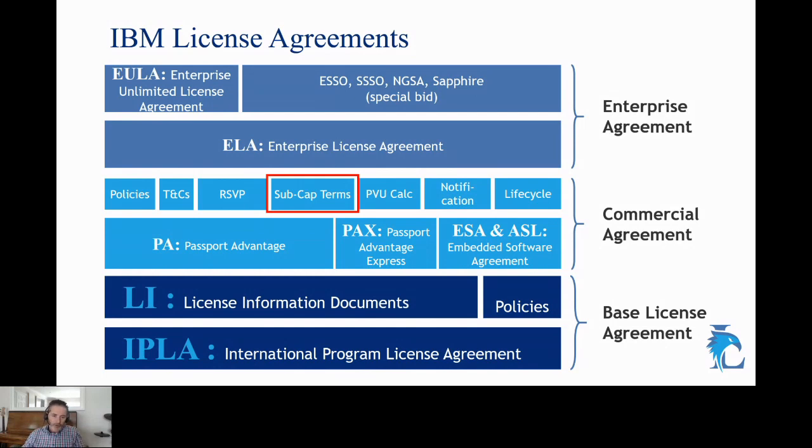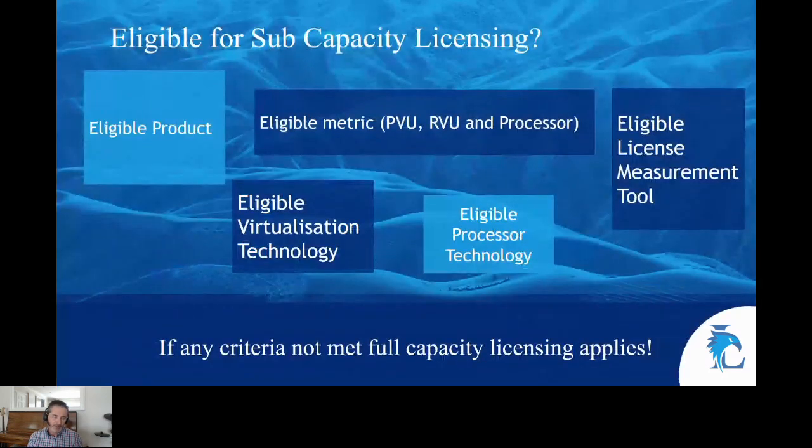So within subcapacity licensing, really you've got 5 areas of eligibility that you want to be looking at. Are the products eligible? For the most part, they are. There's very few products that are not eligible for subcapacity licensing, possibly some of the MQ products running on HP infrastructure. But for the most part, all the products are. And if you're unsure, there is a document online, and that will guide you.